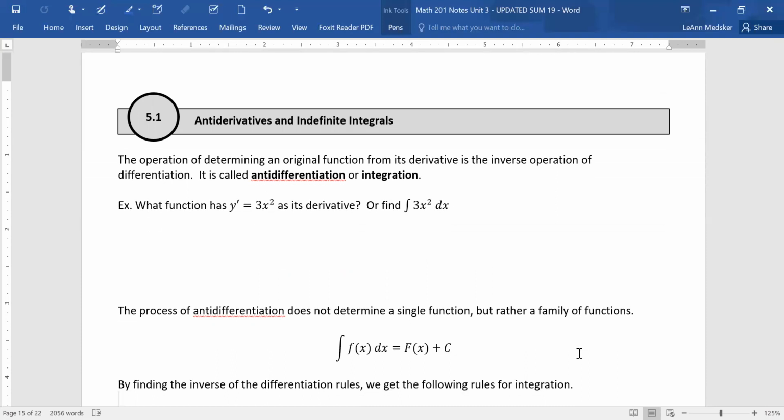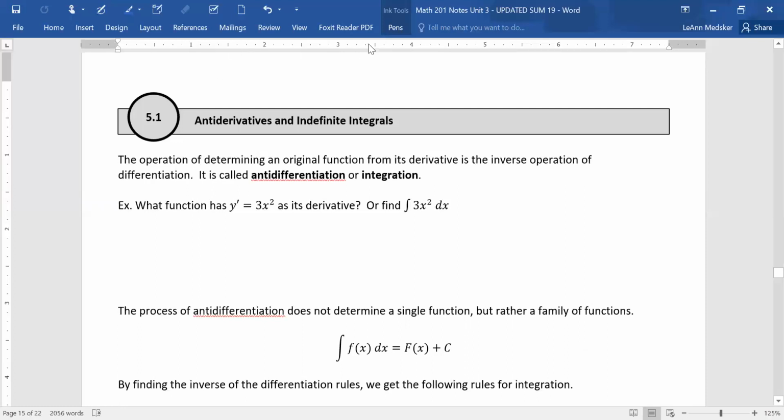So the operation of determining an original function from its derivative. So in other words, we're trying to go backwards, is the inverse operation of differentiation. So it's called antidifferentiation, which is such a mouthful that they gave it a new name called integration. So integration is taking an antiderivative.